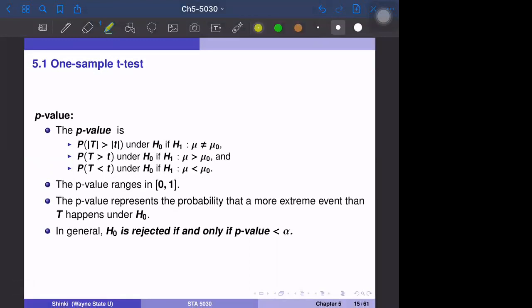Hi, we discuss p-values. So we have two ways to implement the statistical testing. One way is to just use the rejection region. So we test by checking if our test statistic, in our case the t statistic, falls in the rejection region.